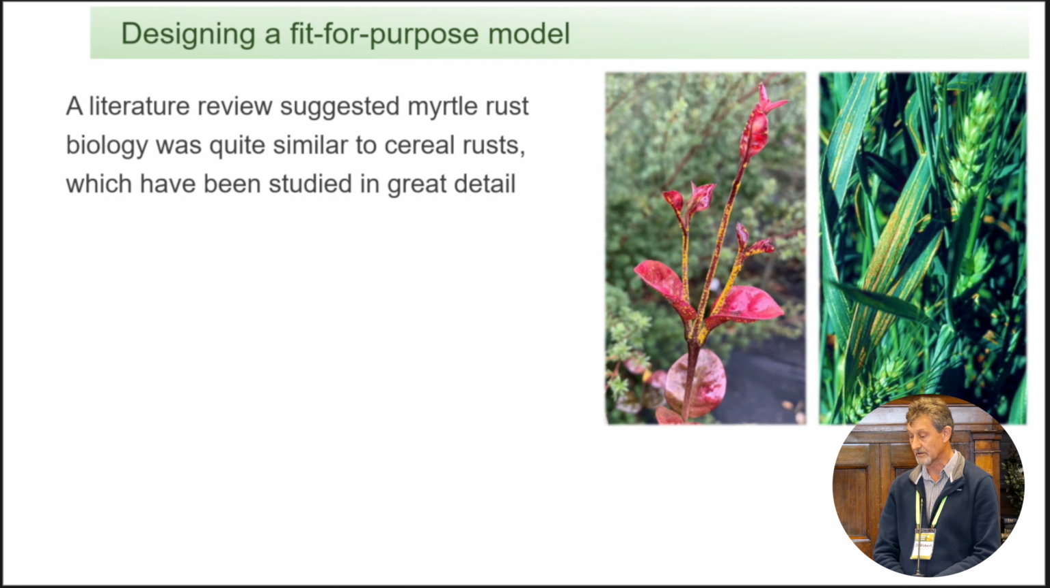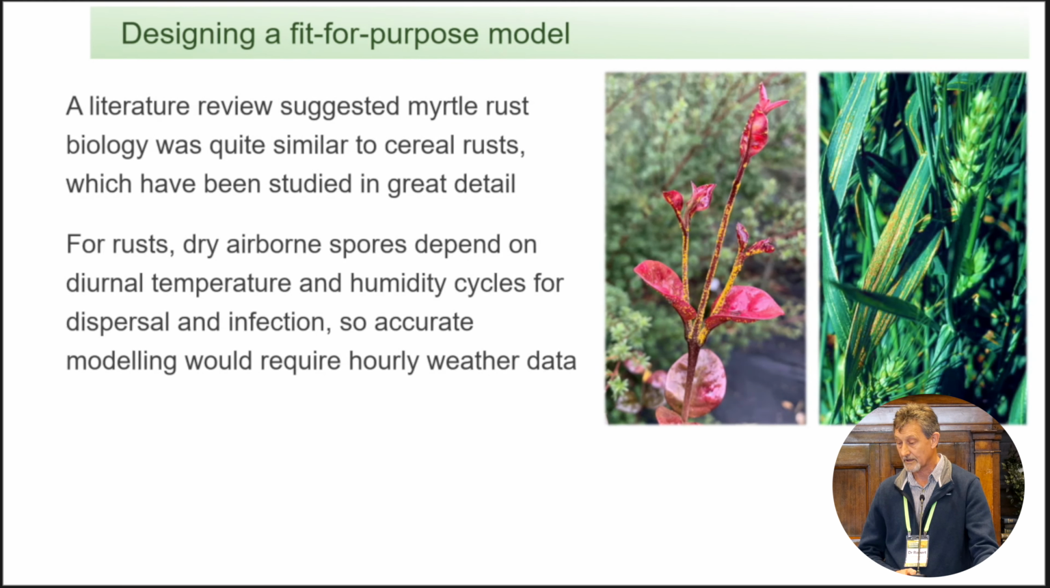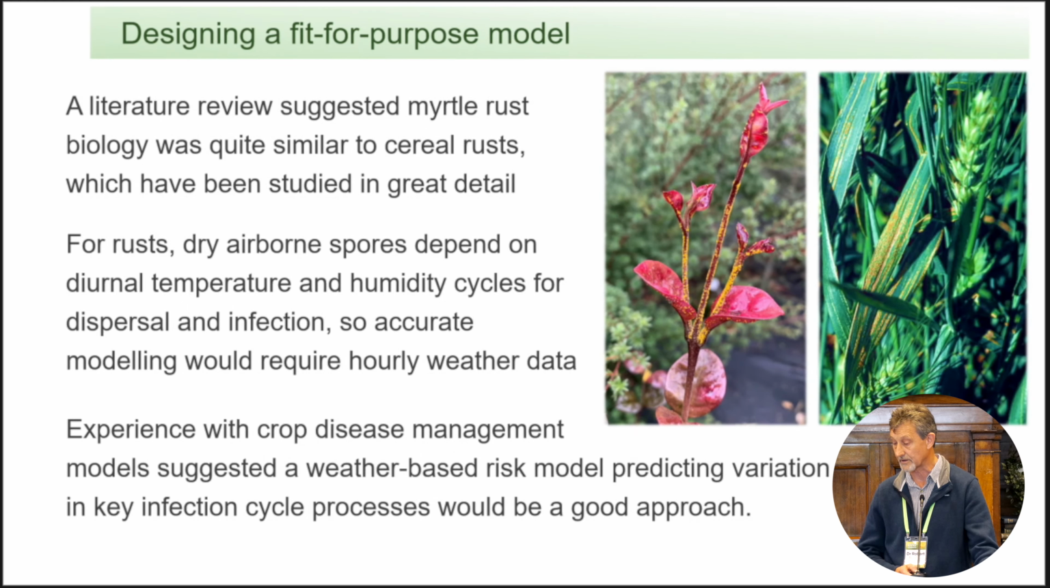So a literature review suggested that myrtle rust biology was quite similar to that of cereal rusts, which have been studied in great detail, and the photograph there of stripe rust of wheat, which could have been the one that Robert Park put up yesterday, actually, very similar photograph, and then myrtle rust on the Lophomyrtus species there. Now for rusts, dry airborne spores depend on diurnal temperature and humidity cycles for their dispersal and infection. So accurate modelling would require hourly weather data. It needs a fine time step to try and understand how that diurnal cycling is going to affect rust development.